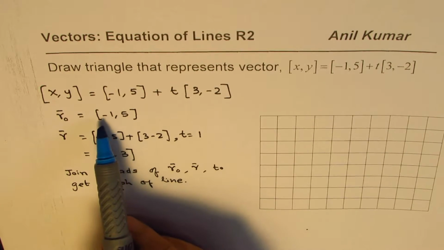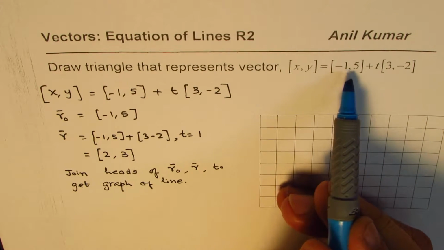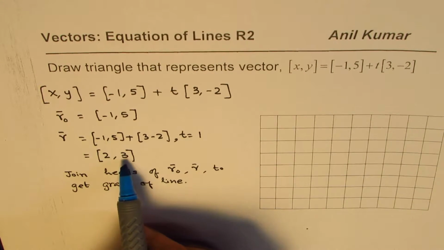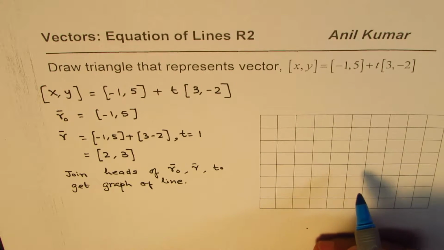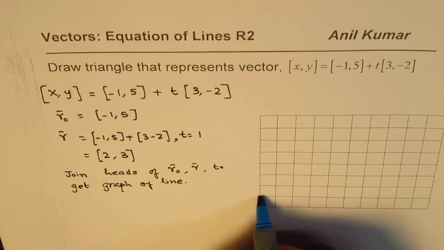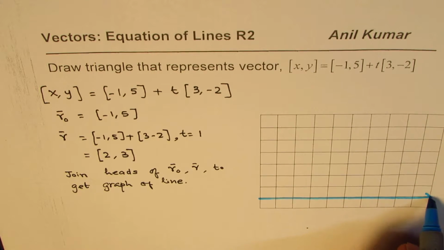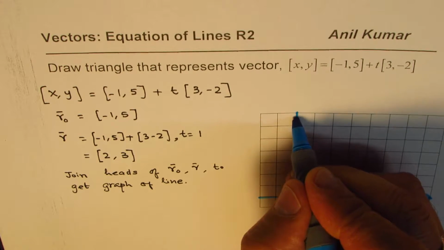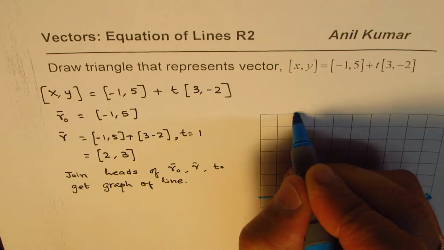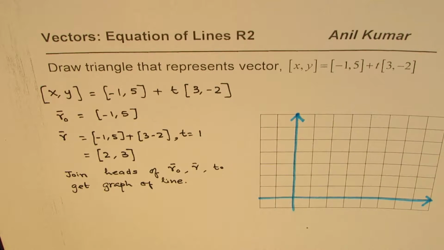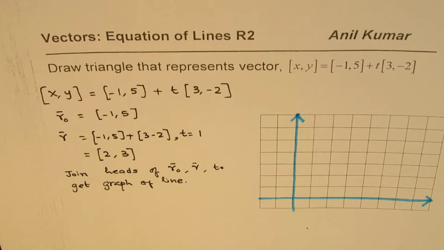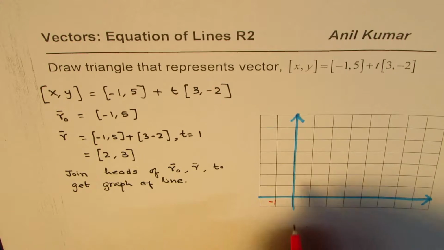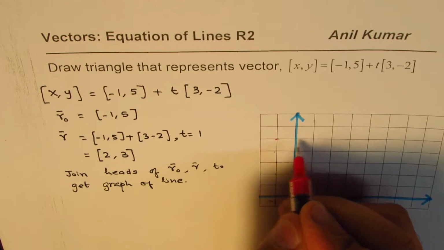So one point is (-1, 5), that's given to us. We always refer to it as the initial point. And the other one is (2, 3), so it's also positive. So I like to keep my x-axis kind of here. We have to move 1 unit to the left, so let's take this as the y-axis. Okay. So first, locate the position vector, which is (-1, 5). So -1, this is -1. 1, 2, 3, 4, 5. So that is 5 for us.